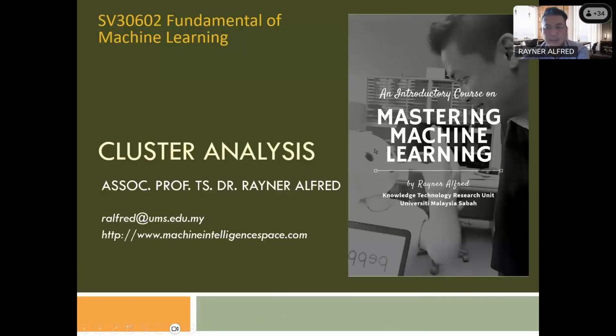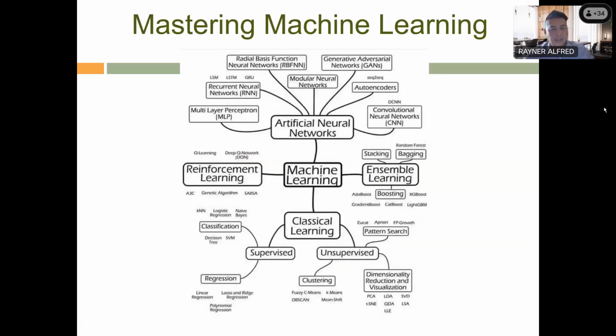Okay, can you see the slide? Okay, so if we look at the group of data modeling that we have, this chart. So the center is the machine learning here. So basically what we will study in this course will be supervised, unsupervised, and some part of the artificial neural network, and also ensemble learning.